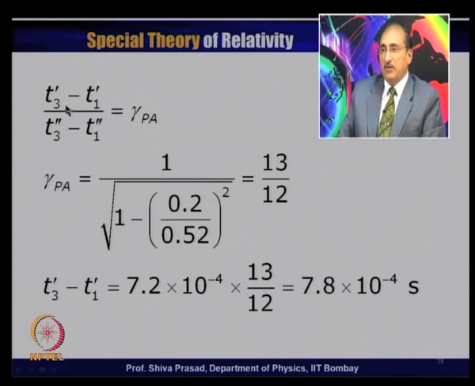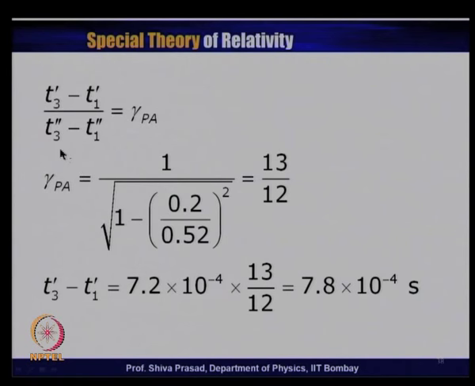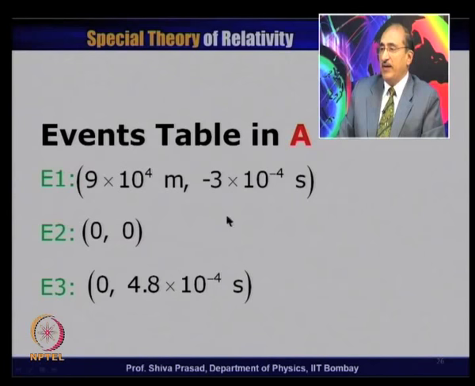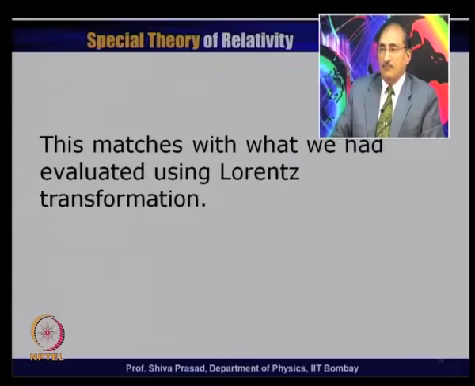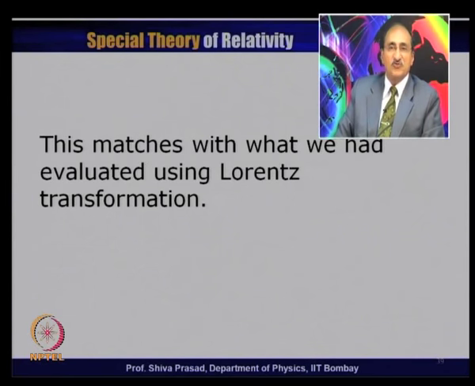This particular time interval was proper. I have to find T3 prime minus T1 prime. I have to multiply by gamma_PA. I had calculated the relative velocity as 0.2 divided by 0.52 c. c square cancels out. Gamma_PA turns out to be equal to 13 divided by 12. Therefore, T3 prime minus T1 prime will be equal to this proper time interval multiplied by 13 divided by 12, which is equal to 7.8 times 10 to the power minus 4 second. If I go back to my event table, this is what you should have seen. This time difference is actually 7.8 times 10 to the power minus 4 second. This is what I had expected. This matches with whatever we have evaluated using Lorentz transformation.